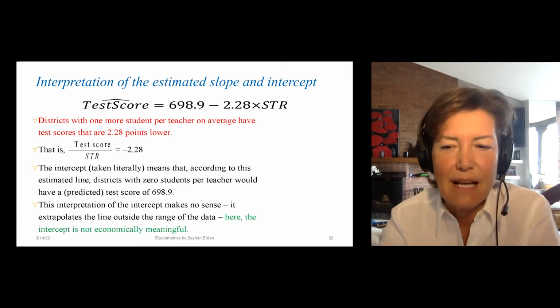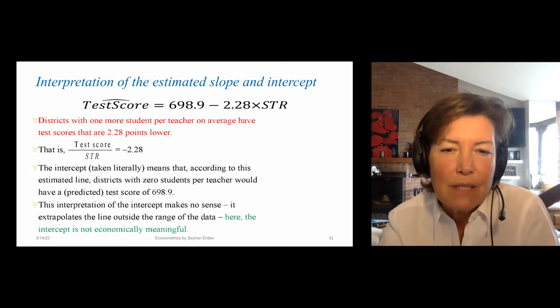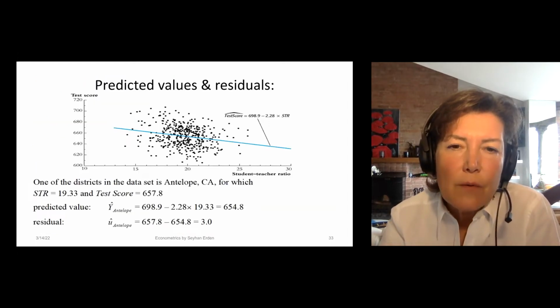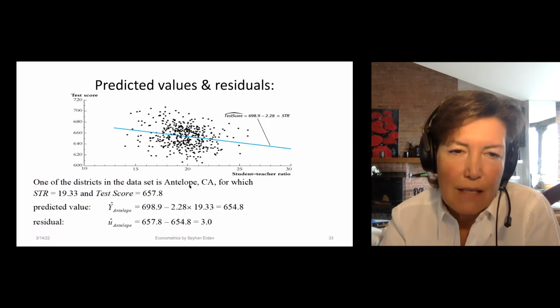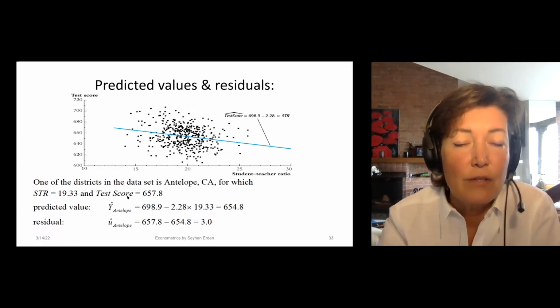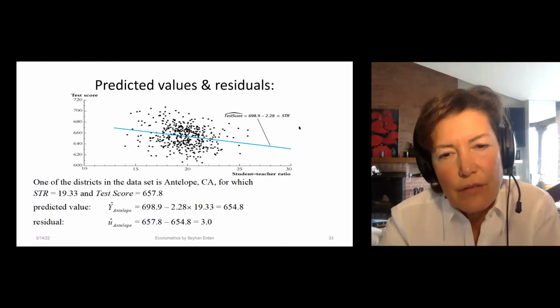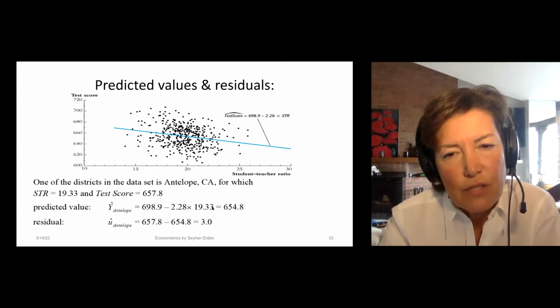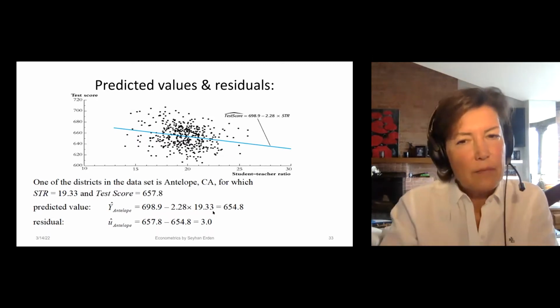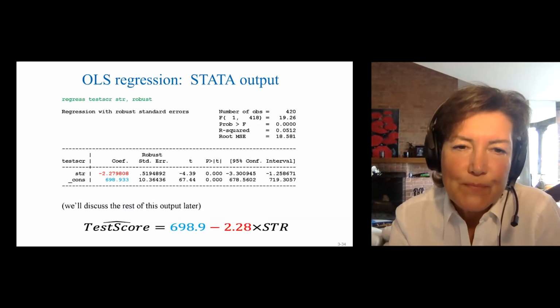So obviously it's not going to work in this example, but in many examples, it actually does. Here we are plugging in some school district in California, Antelope. We already know the student-teacher ratio. Although we know the test score, let's estimate the test score using our regression line. So we plug in the student-teacher ratio. This is not the causal effects part. This is the estimation part of the regression.